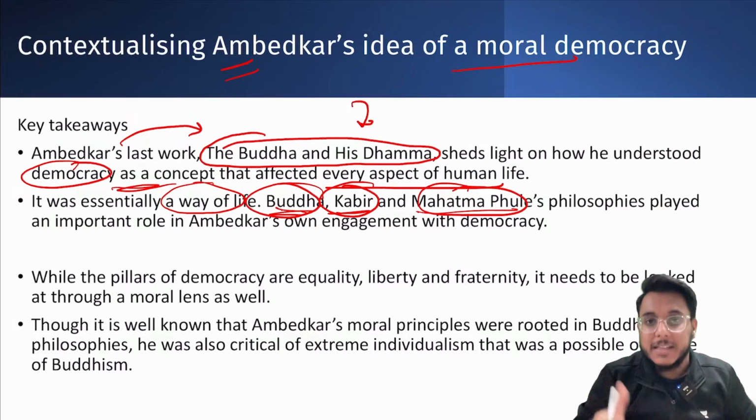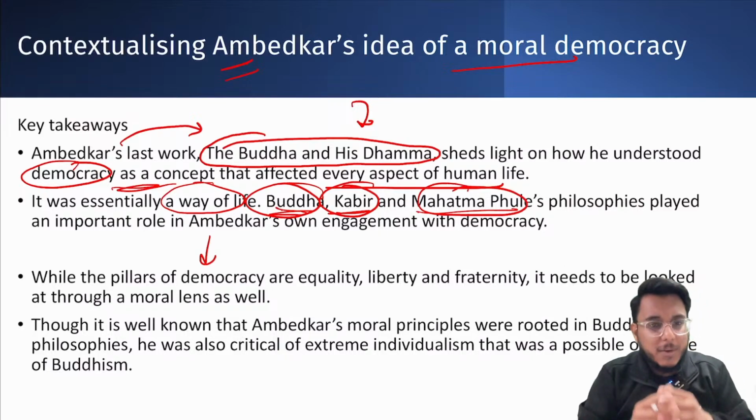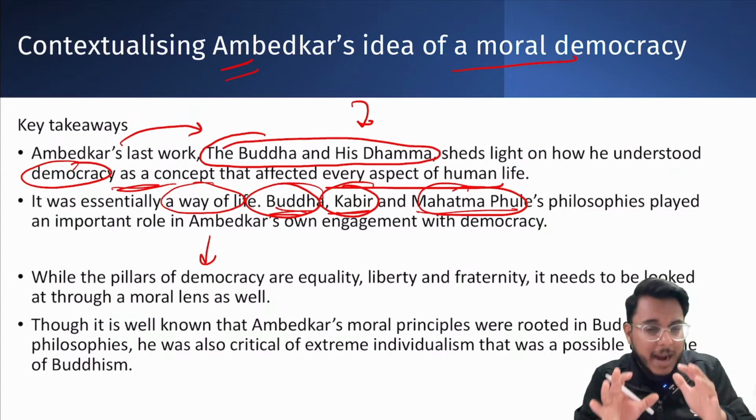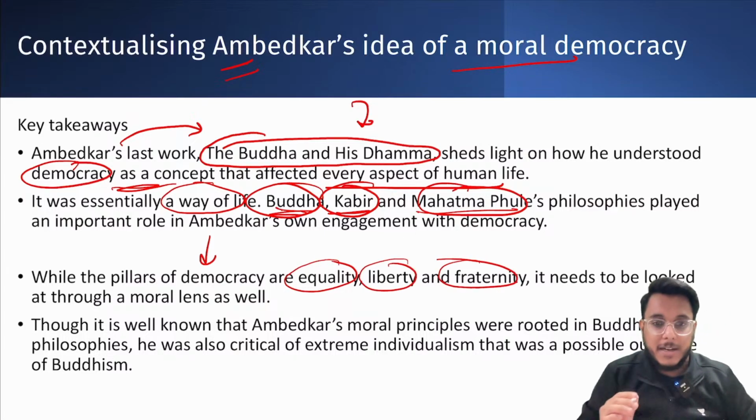Now, let's understand how these impressions can be found. Number one, it has been provided that when we talk about democracy, according to Dr. B.R. Ambedkar, three are the most important ideals in a democracy: equality, liberty, and fraternity.